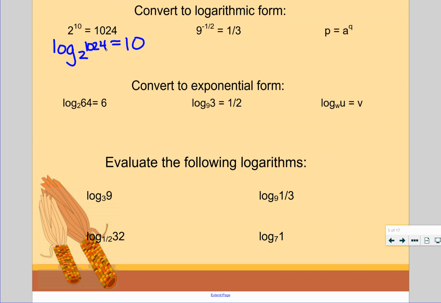Okay. Let's look at the one right below it. Log base 2 of 64 equals 6. So this is a logarithmic statement. I want to write it as an exponent. So we're going the other way now. So when I write it as an exponent, what's the base of my exponent going to be? What's my power? Equals 64. Perfect. Okay, you guys, real quick, I'll give you like, I don't know, a minute and a half.